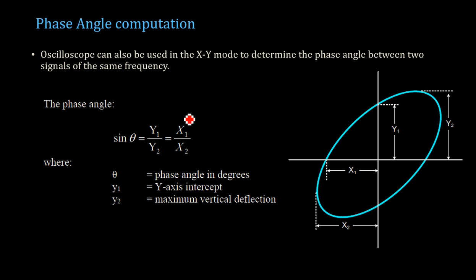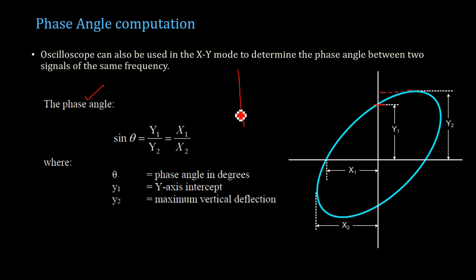Here the phase angle can also be computed using this particular Lissajous pattern in XY mode. So the phase angle is given by sin theta equal to y1 by y2. The phase angle is the phase difference between the two signals which are applied. So y1 is this measurement that you take, where your ellipse is crossing the axis, and y2 is the maximum value of the signal corresponding to this axis. Okay, and sin theta is given by y1 by y2.